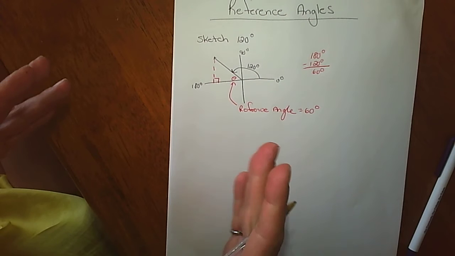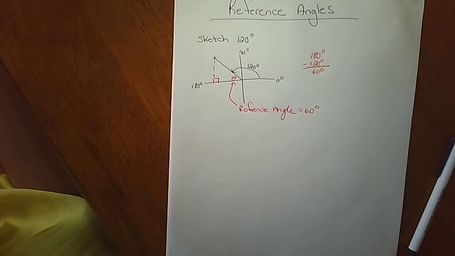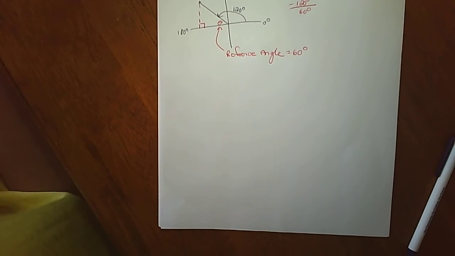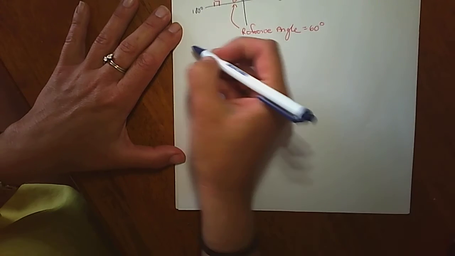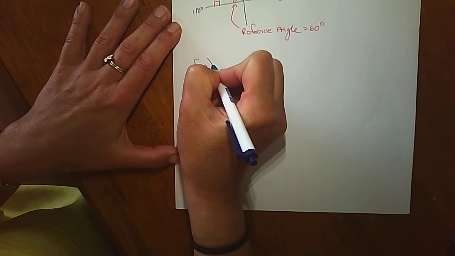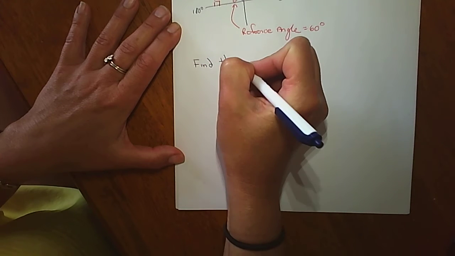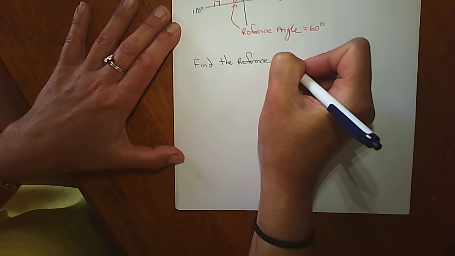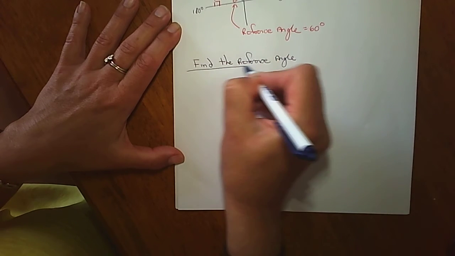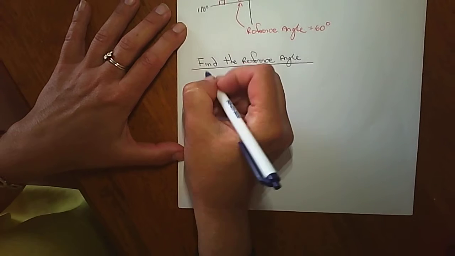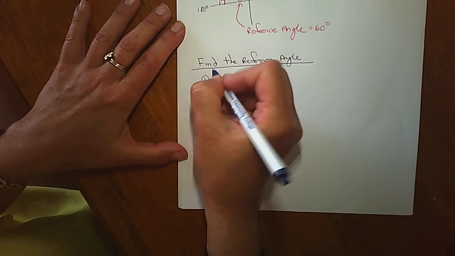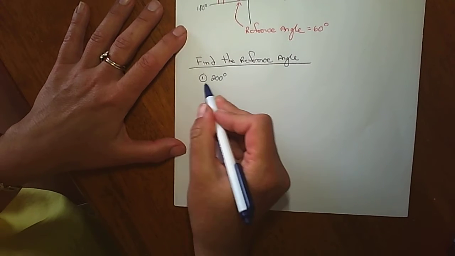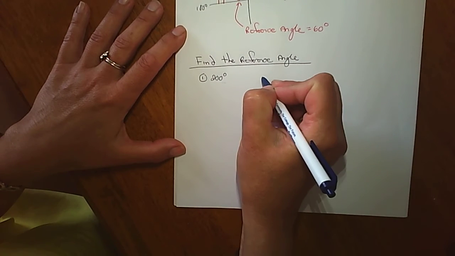So what we're going to do now is a bunch of this. I'm going to give you an angle, and I'm going to want to know what is the reference angle to the given angle. So the directions are going to be find the reference angle. And then we're going to put it all together with trig eventually. The first one, let's do 200 degrees. So find the reference angle to 200 degrees.